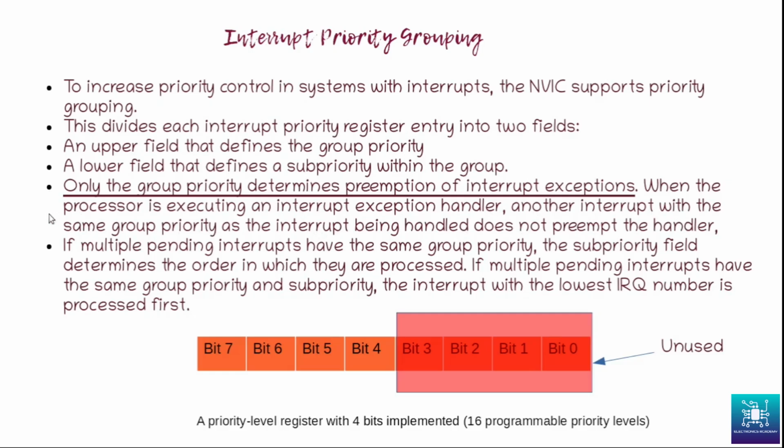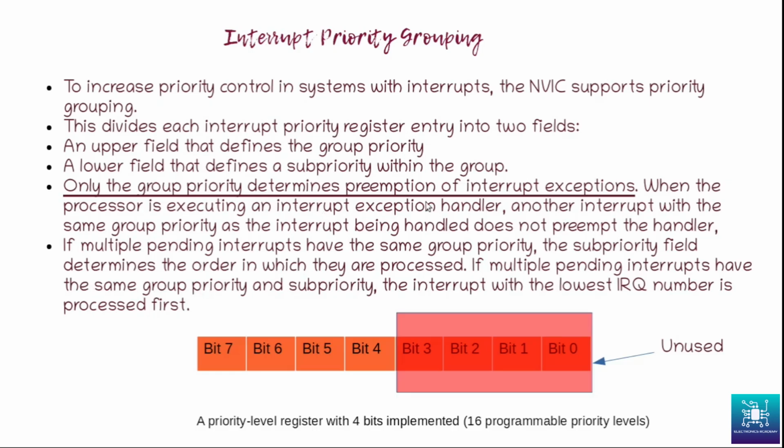Okay, so if you have the same group priority, it will not preempt the handler. If multiple pending interrupts have the same group priority, the sub priority field determines the order in which they are processed. If multiple pending interrupts have the same group priority and sub priority, the interrupt with the lowest IRQ number is processed first.